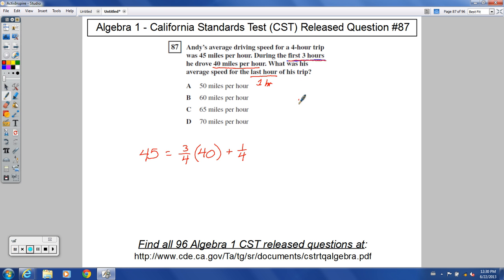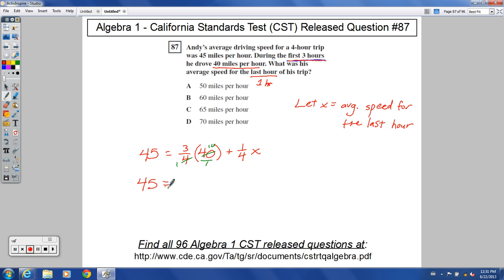So let's say let x equal the average speed for the last hour. You could call it S for speed as well, which would probably be a good letter to use also, but I'm going to go with x. So 1/4 x. If I take 3/4 times 40, if you're not sure how that works out, remember you can always think of this as over 1, and you can cross cancel here. That can become a 1 and a 10, which makes things easier to multiply together.